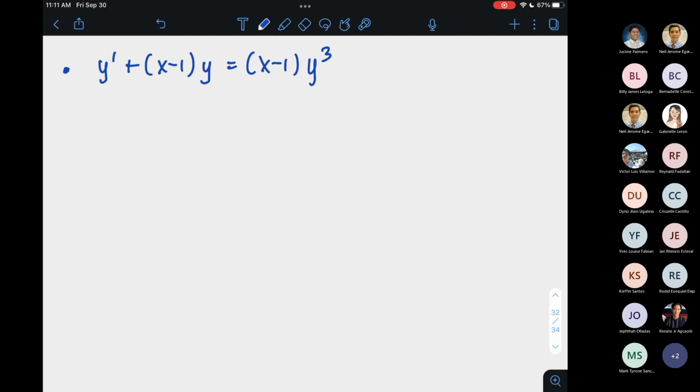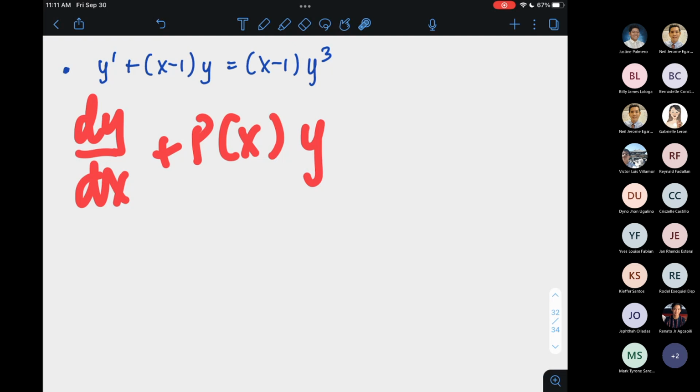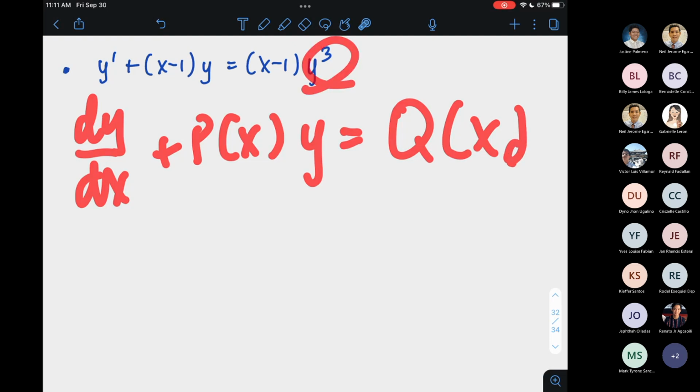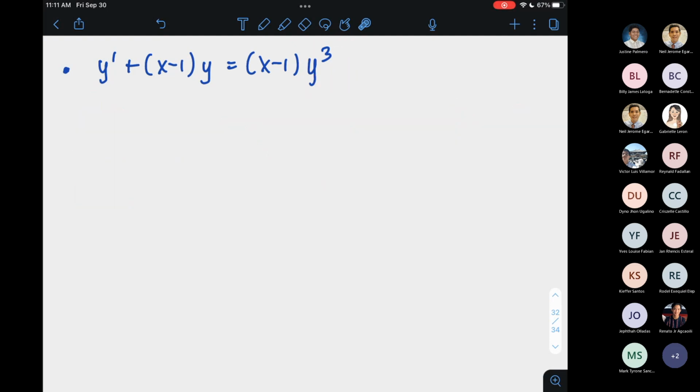Okay, Dino is correct. Meron kang y to the third dito sa right-hand side. Di ba sabi natin dapat dy over dx plus a function purely of x times y equals a function purely of x. Yeah, thank you, Syra, Billy, Justin, and Dino. Tama kayong lahat kasi may y cube na panggulo doon. Okay? Paano natin to isosolve?